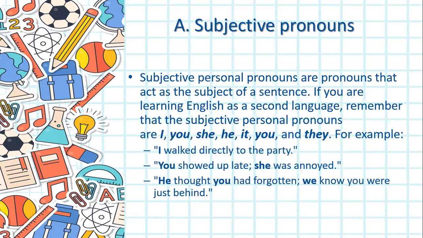If you are learning English as a second language, remember that the subjective personal pronouns are I, you, she, he, it, we, and they. For example, I walked directly to the party. You showed up late. She was annoyed. He thought you had forgotten. We know you were just behind. Значит, he, she, we, I, they. These are subjective pronouns.